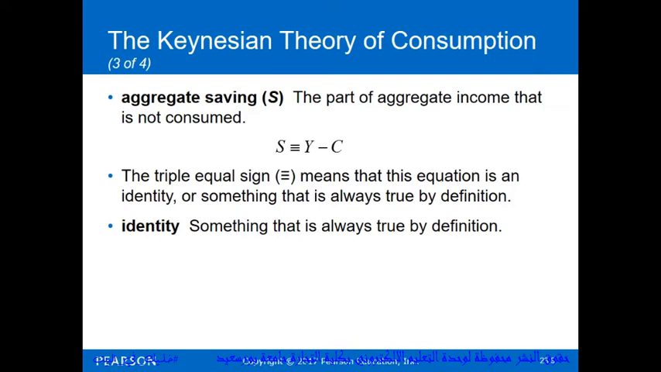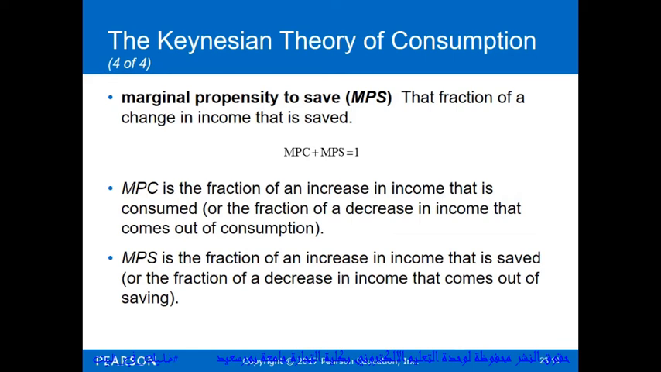Note here that the identity sign, the triple equal sign, means that this equation is an identity, or something that is always true by definition. Based on the simple fact that income is identical to the sum of consumption, or C, and saving, or S, we can define the marginal propensity to save, or MPS. MPS is that fraction of a change in income that is saved.